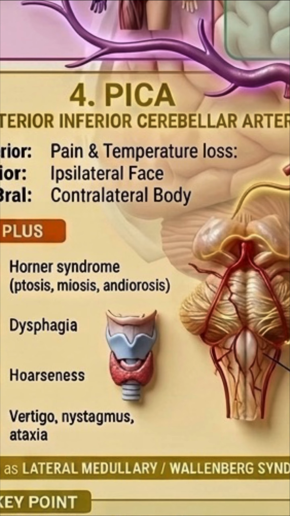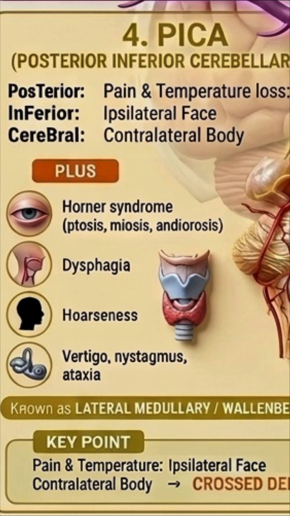The fourth category of stroke is PICA. Here the patient typically presents to you with involvement of ipsilateral face. Remember, contralateral face was involved in middle cerebral artery, whereas PICA, that is posterior inferior cerebellar artery stroke, presents to you with ipsilateral face, then involvement of contralateral half of the body, that is crossed hemiplegia, and then patient will have pain as well as temperature loss.